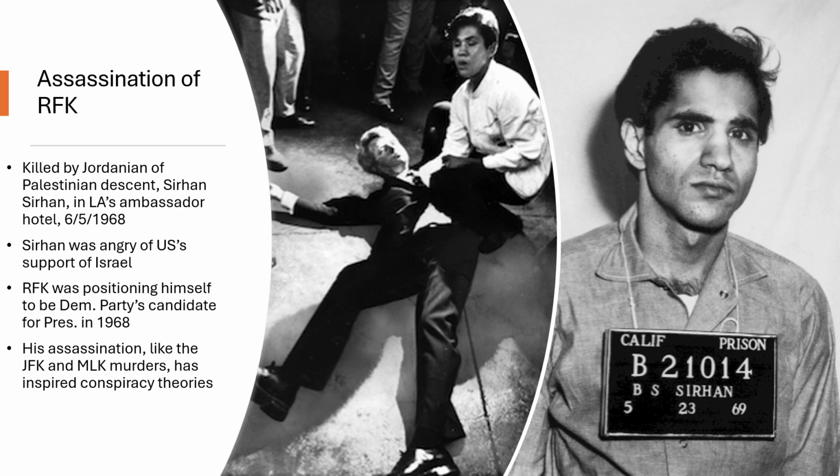RFK was the natural choice for the Democratic Party in the 1968 presidential election. Some people think that if he had lived, he would have been the nominee for the party, and he would have been able to beat Richard Nixon in the 1968 election. And he was assassinated by a man named Sirhan Sirhan. He was a Jordanian of Palestinian ancestry who was angry at the U.S. for their support of Israel, most notably in the 1967 Yom Kippur War.